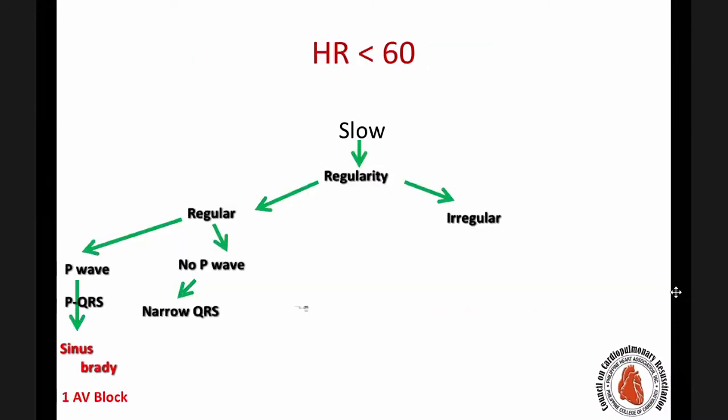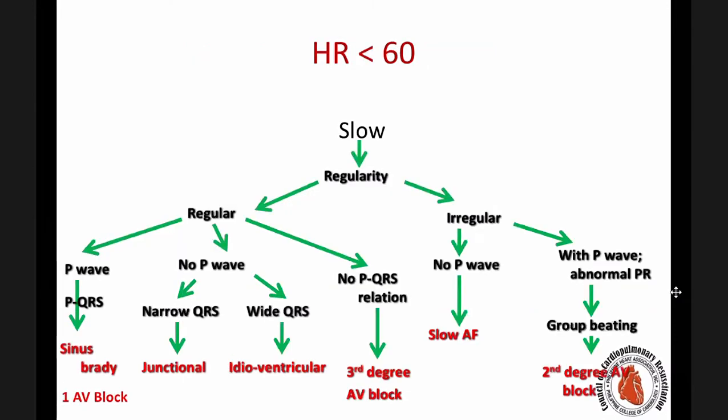Let's clarify some things. These are all the slow algorithms. You have to look for regularity. If it's regular and there's a PQRS, it must be a sinus bradycardia. If it's a sinus bradycardia, look at the PR interval, because it can be a sinus bradycardia with a first degree AV block, or without a first degree AV block. Now, if there is no P wave, there are only two possibilities: a junctional rhythm or an atrioventricular rhythm. To differentiate junctional versus atrioventricular, you look at the QRS complex. If it's narrow, it's a junctional rhythm. If it's a wide complex QRS, that's an atrioventricular rhythm.